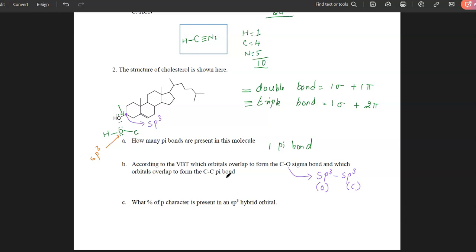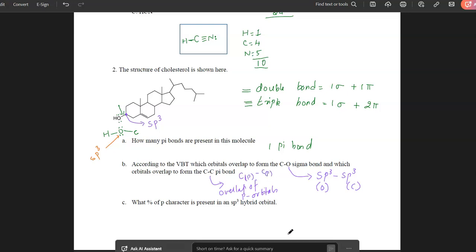And what about the CC pi bond? Whenever we have a pi bond, the pi bonds are always formed by the overlap of p orbitals. To be more specific, you can say that the carbon p orbital and the other carbon's p orbital overlap.